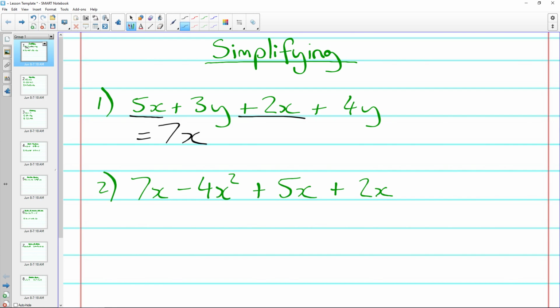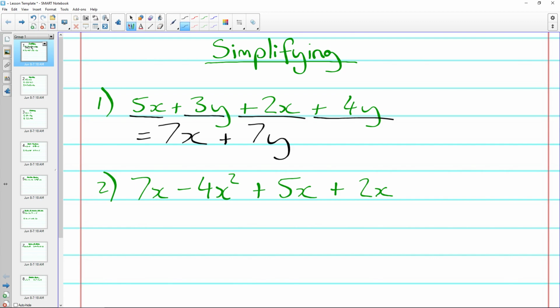So 5x plus 2x equals 7x. Do not make it x squared. Just because there's two x's does not mean we combine them to be x squared. That's what we do in multiplication, but in addition, you just keep it like that. And then same with the y's. So we have 3y plus 4y, that equals 7y.